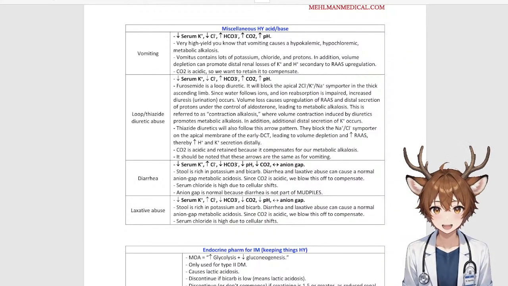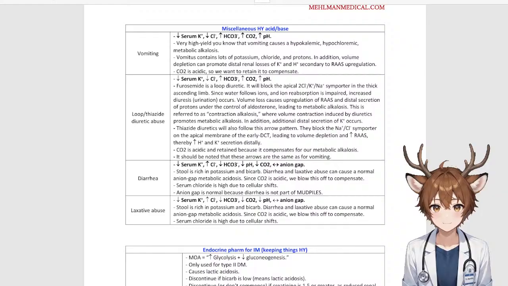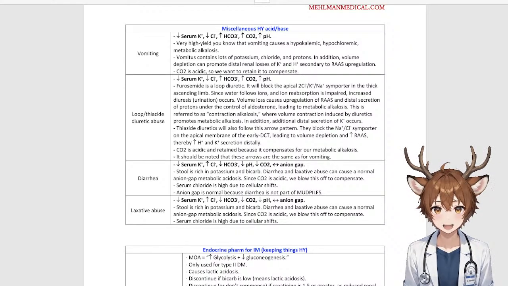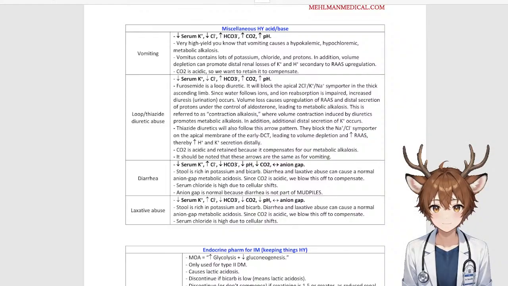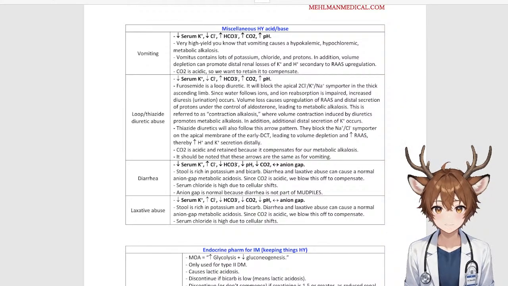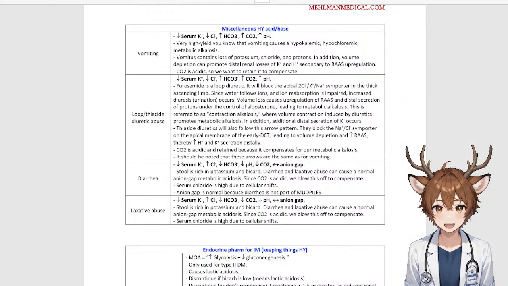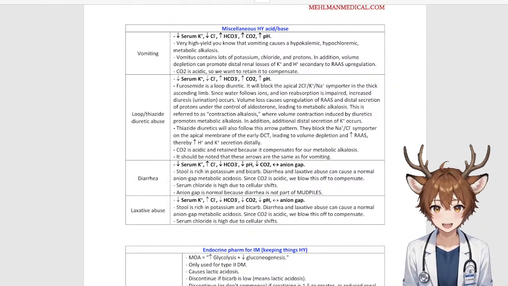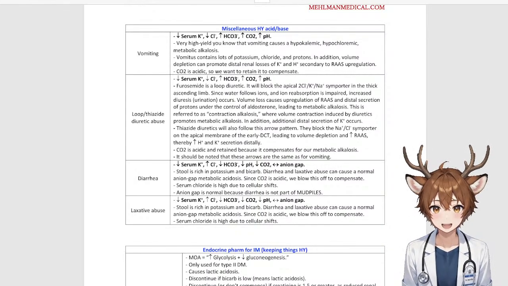Loop and thiazide diuretic abuse: low serum potassium, low chloride, high bicarb, high CO2, high pH. Furosemide is a loop diuretic. It will block the apical 2-chloride potassium sodium symporter in the thick ascending limb. Since water follows ions and ion reabsorption is impaired, increased diuresis occurs.